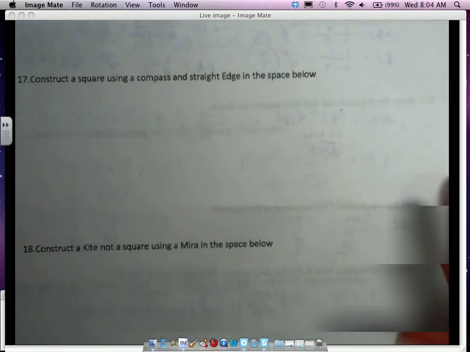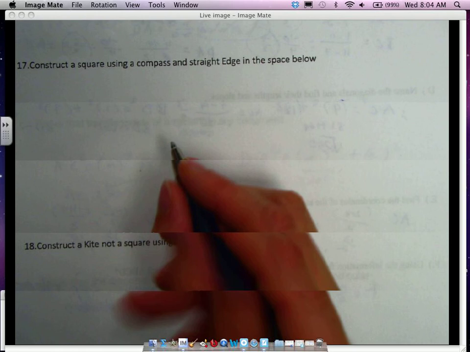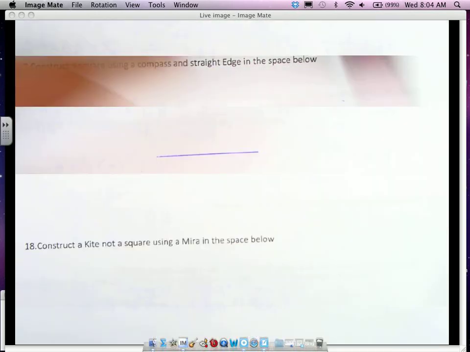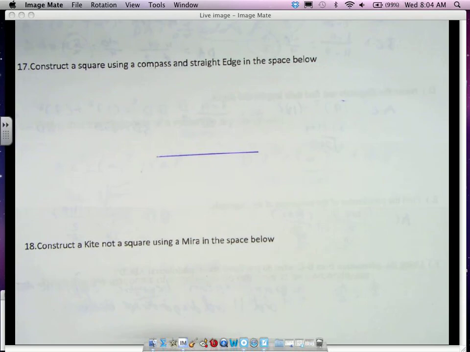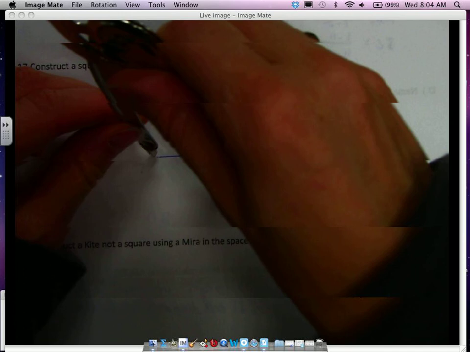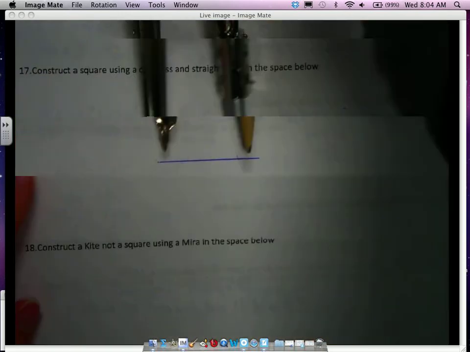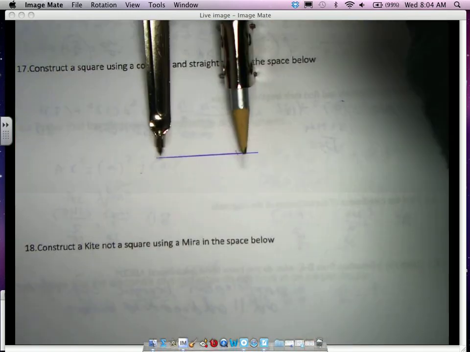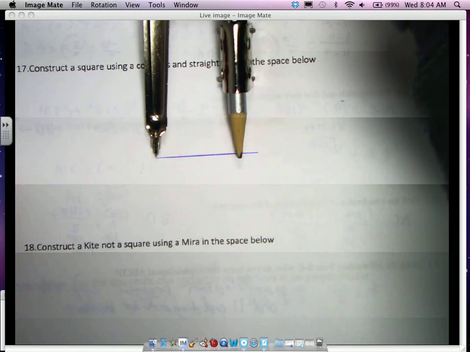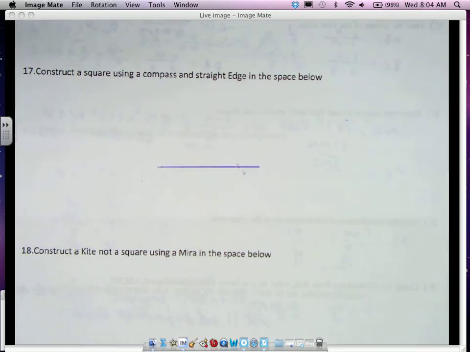Compass. We're going to construct a square using a compass. The first thing we do is take a straight edge and draw a straight line. I know squares have 4 right angles, so I'm going to make a perpendicular line. First thing I do is put my compass on its endpoint, and I make it so it's not quite the whole length. Okay, and then I make an arc.